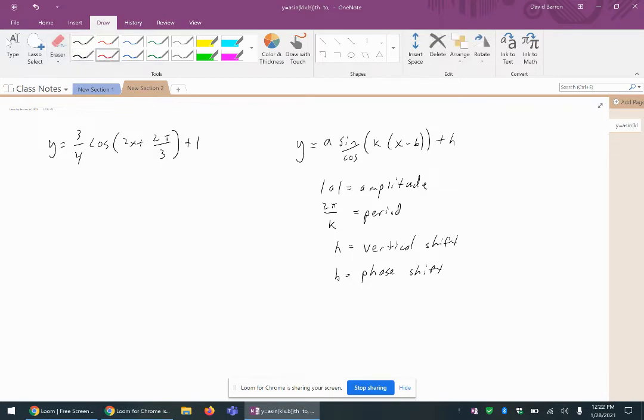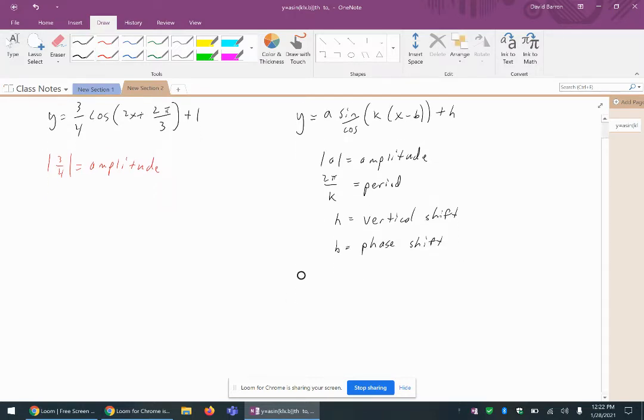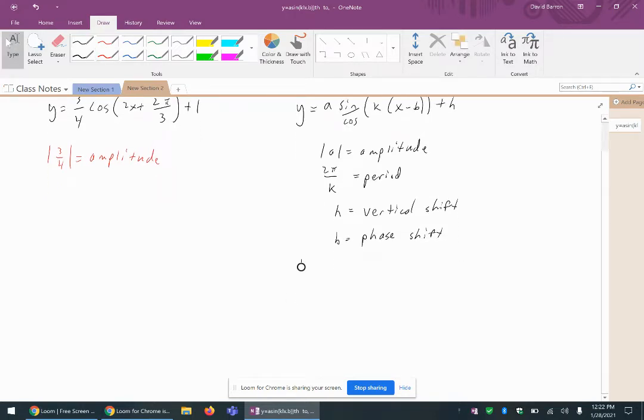Okay, so for our example here, the absolute value of 3/4 is going to be our amplitude. Since that's less than 1, it tells us that the graph should be a little bit more scrunched or shorter than the graph of the regular sine or cosine functions.